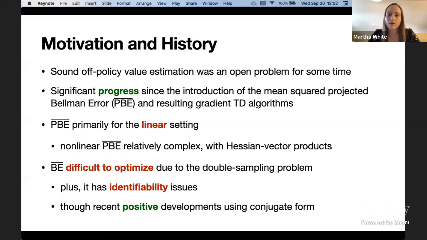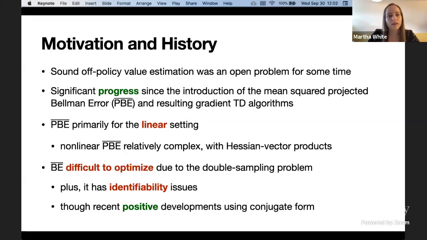So there was a lot of progress made though once there was an introduction of an objective called the mean squared projected Bellman error. So I'm going to be calling that PBE with a line above it for mean. Okay, and then there's this just explosion of many different gradient algorithms that we could say things about how sound they were for value estimation, and it is beautiful. And still we sort of have a few open questions.